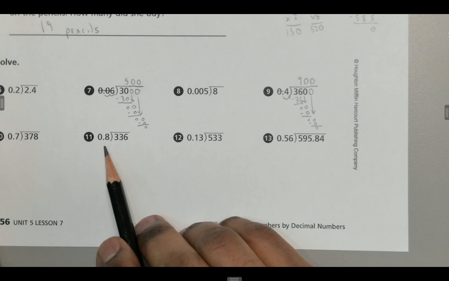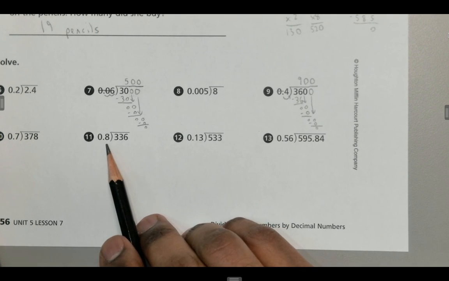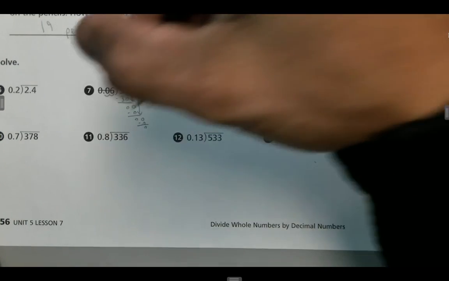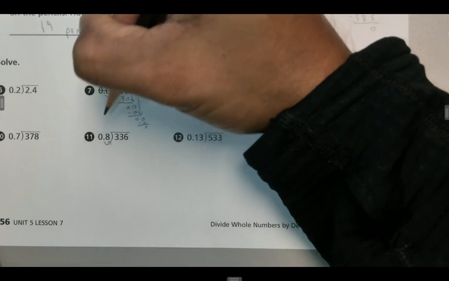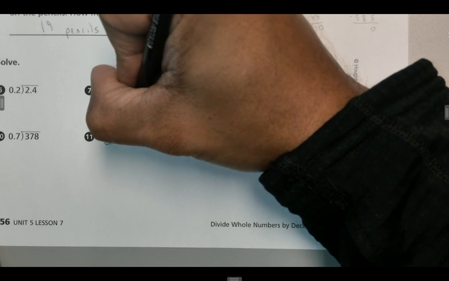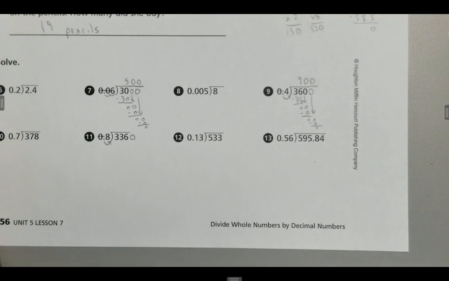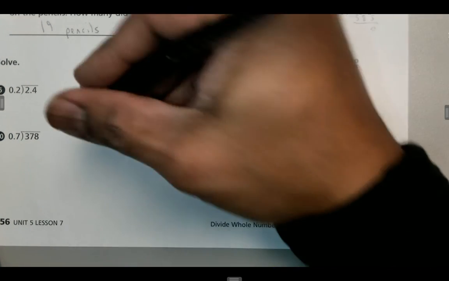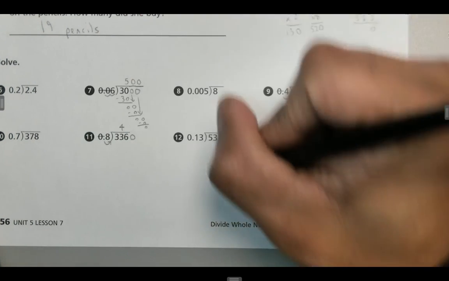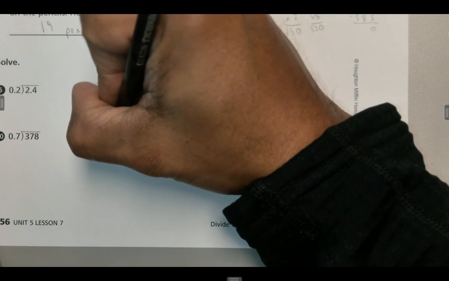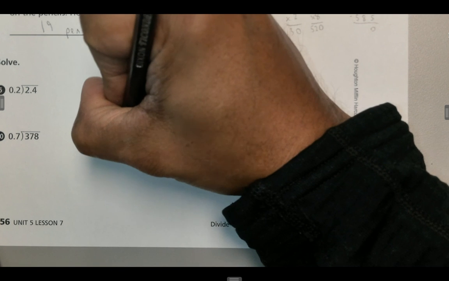Number 11, 336 divided by 8/10. How many pushes will do the trick here? Whoop, one push makes the divisor 8. One push makes the dividend 3,360. Let's find 8 goes into 33 4 times. 8 multiplied by 4, 32. Let's subtract and bring down.